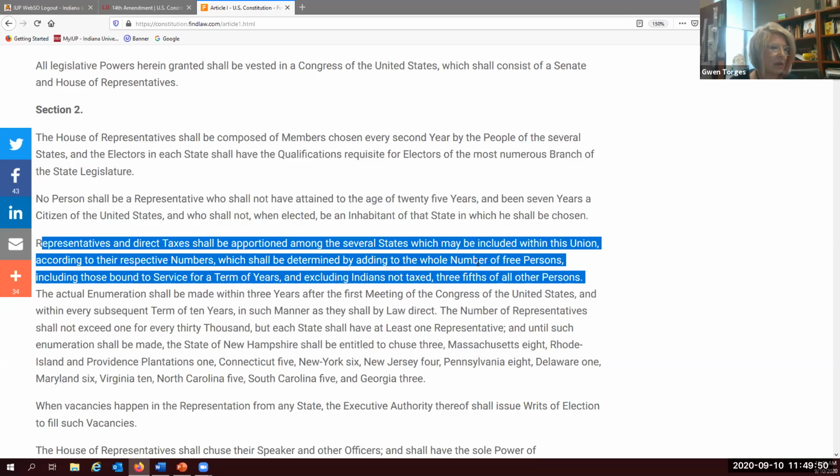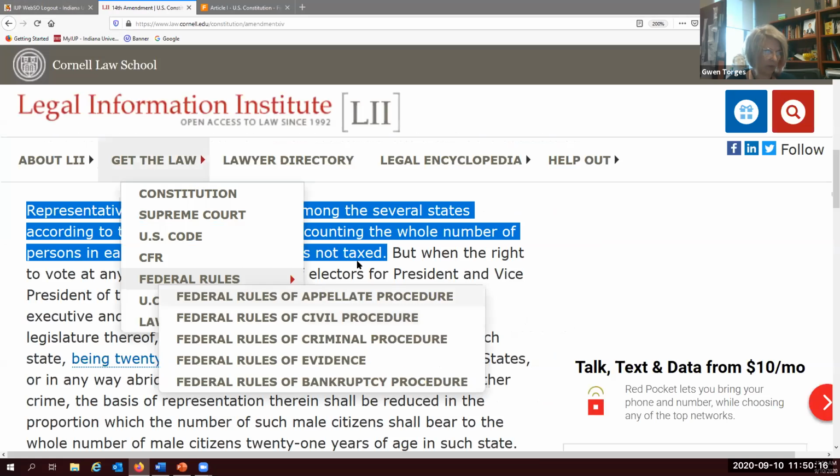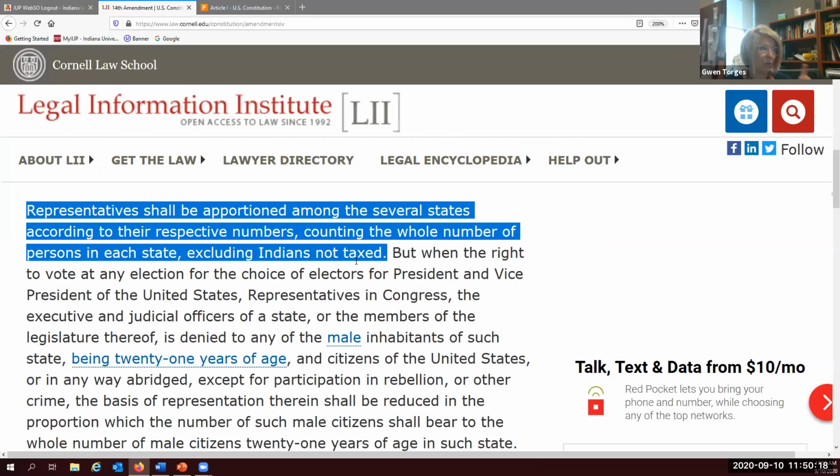So the whole number of free persons, that was white people, and those bound to service for a term of years, those were indentured European servants who would trade passage to the colonies, and they give a certain amount of years to pay that back. Those people were all going to be counted. And then 3/5 of all other persons. Well, of course, we're talking about the slaves. So this was actually getting rid of that.